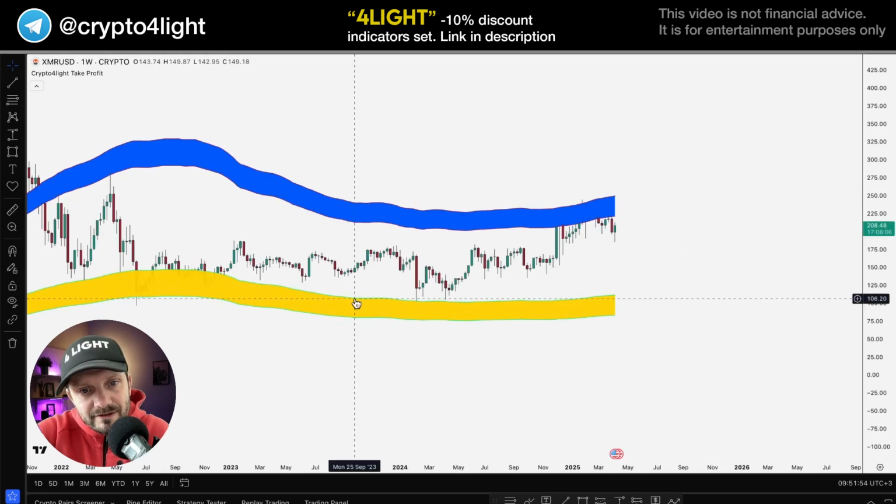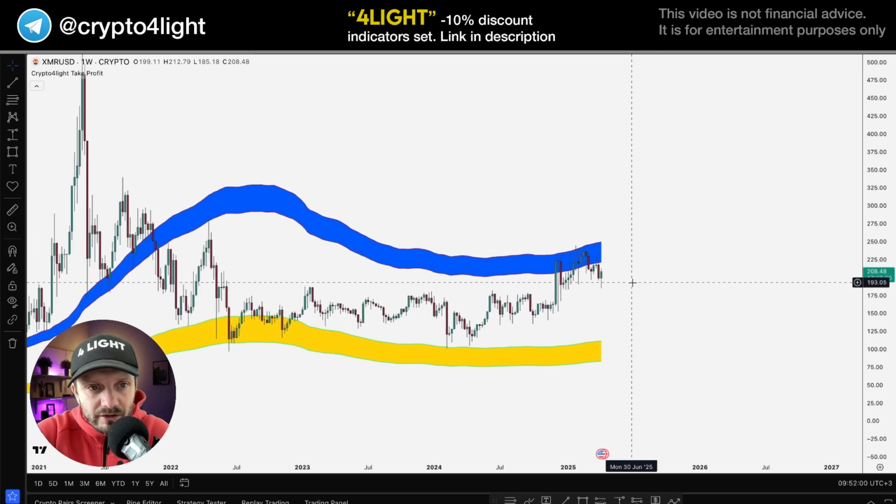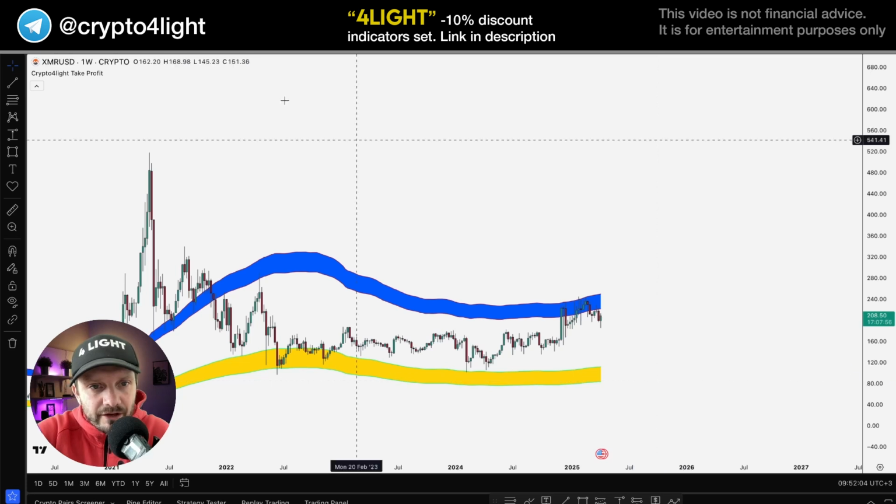Weekly time frame, we tested. Here's a buy line. The buy line for Monero now is 111. Also, I don't think we will hit that target now. For the wallet of this token, 83.